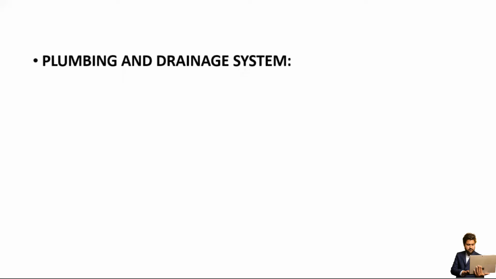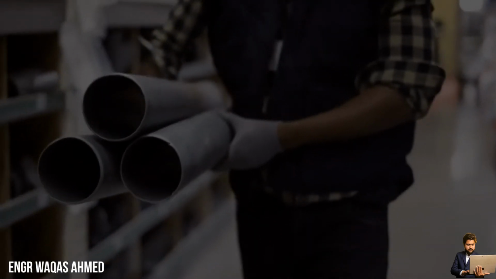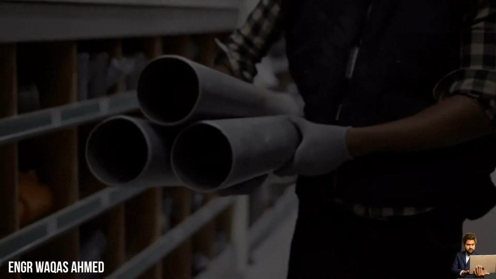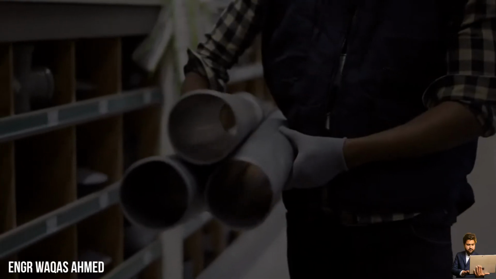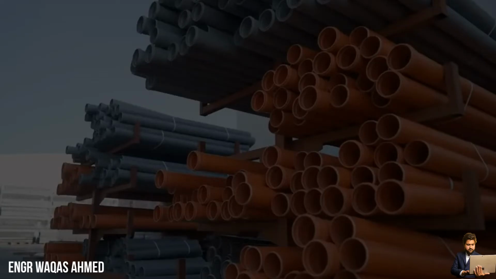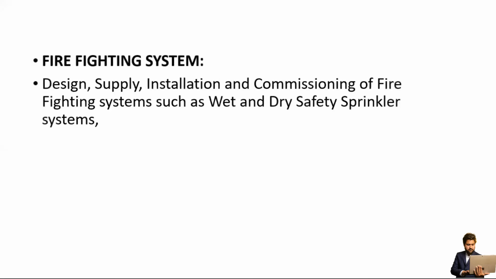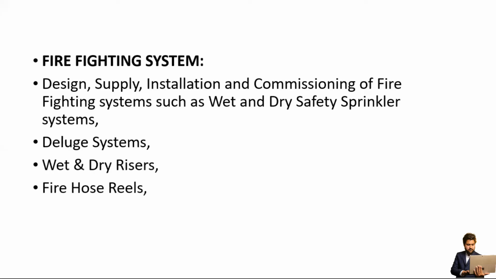Plumbing part of MEP, plumbing and drainage systems: the design, supply, installation, and commissioning of plumbing are the major things which will come under the job responsibilities of an MEP engineer who works in this category of P. P stands for plumbing, which is part of MEP. Water supply systems and drainage networks include design and installation of pumping systems for various buildings and for outdoor drainage systems, storm drainage and irrigation water supply networks, underground sewage piping works, storm water drainage systems, and firefighting systems. Design, supply, installation, and commissioning of firefighting systems such as wet and dry sprinkler systems, deluge systems, wet and dry risers, fire hose reels, fire extinguishers, and fire suppression systems, FM200, etc. for all types of building and factory compliance.